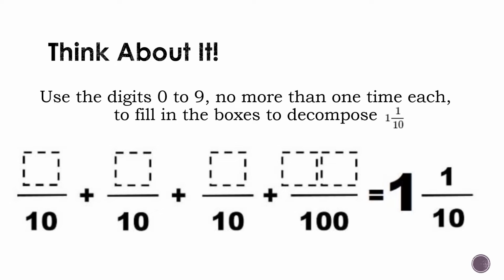3 of those addends have a denominator of 10th. And the last one has a denominator of 100. So what are 4 fractions you can add together to equal 1 and 1/10? Take a second and think through this. Alright, so there are a few different ways to solve this, and I'm going to go ahead and walk you through how I'm going to solve this.